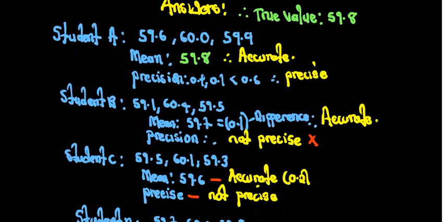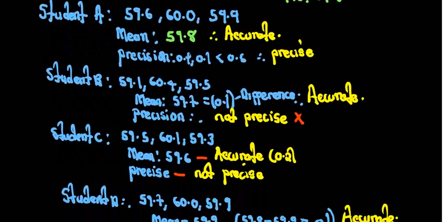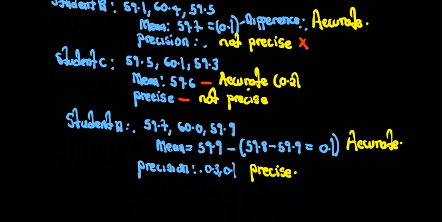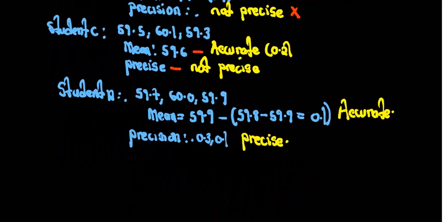So let's look at the first student. For the first student, it was accurate. Second, accurate. Third, accurate. And the last one, student D, they were accurate. But which one was the most accurate? So let's look at the difference between the mean and the exact value for each individual student. For the last one, we had a difference of 0.1.